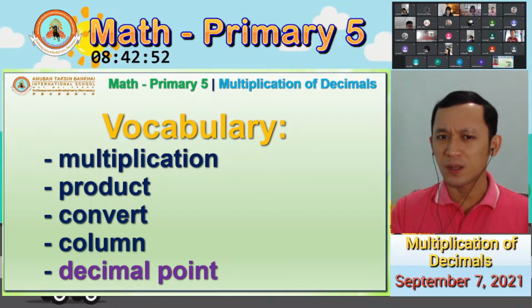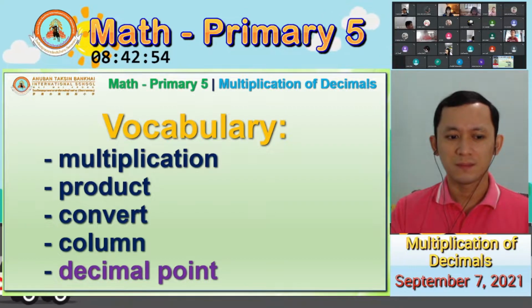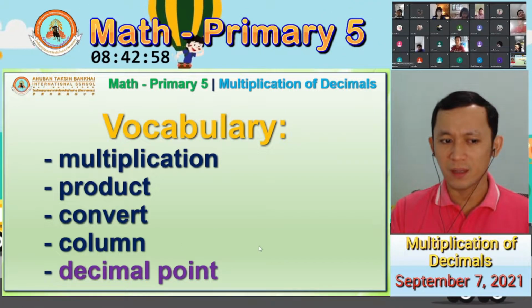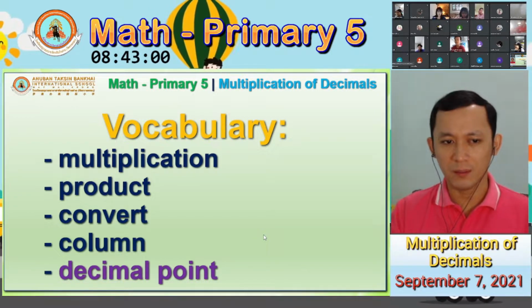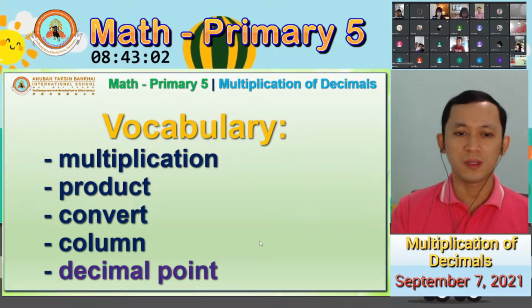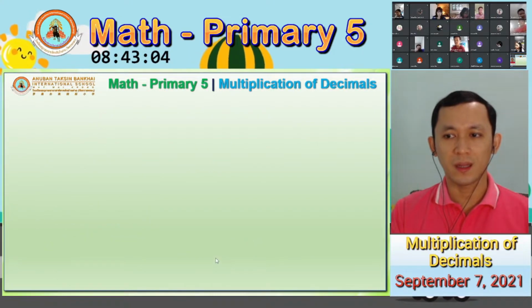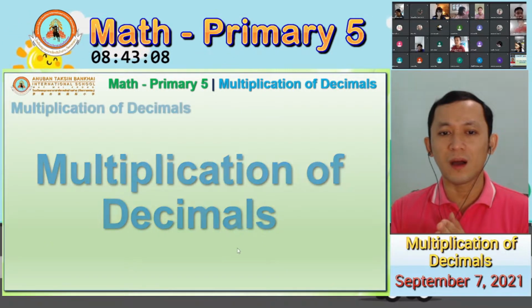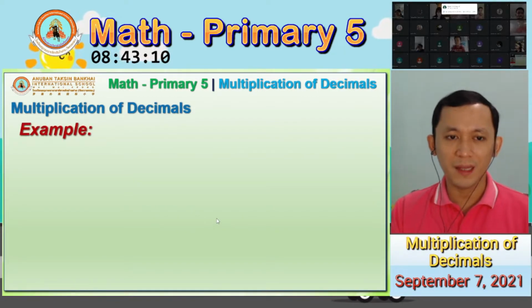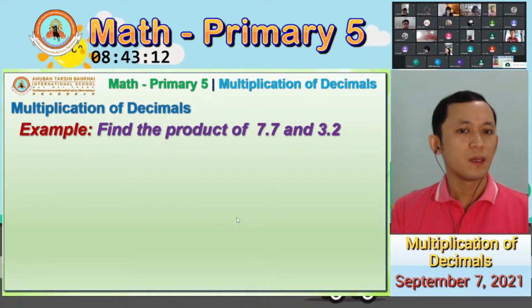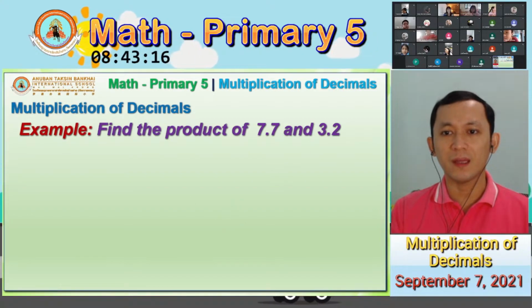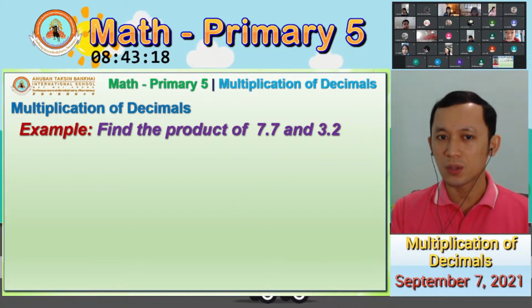Some of the words, teacher, you are familiar with. Some of the words you are not sure of the meaning. But anyway, we're going to use these words as we go along in our discussion. So now let's talk about multiplication of decimals. Let's have here an example. Teacher, find the product of 7.7 and 3.2.